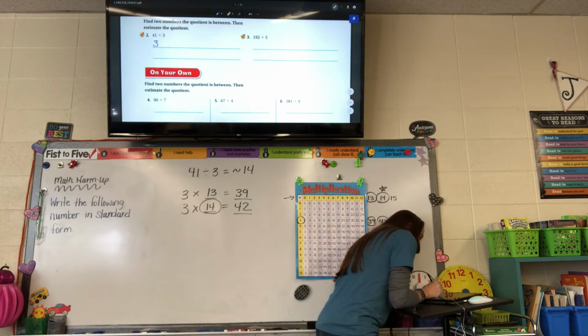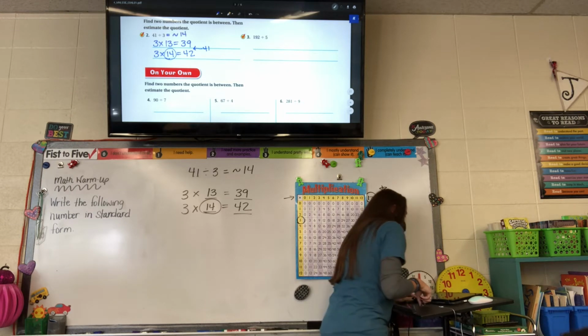3 times 13 equals 39. 3 times 14 equals 42. Circle the 14 since it's closest. 41 would go between those. So we're going to write equals about 14. Okay?